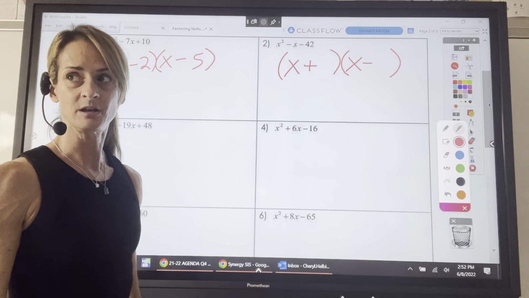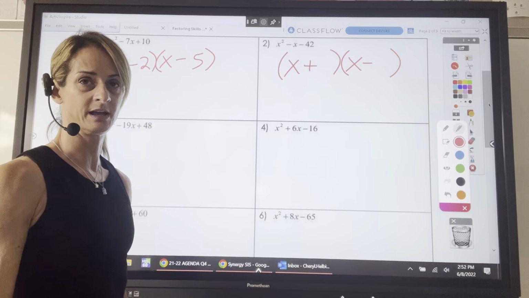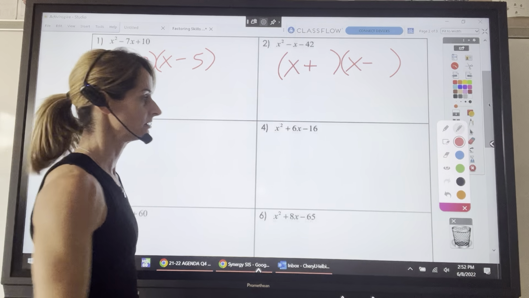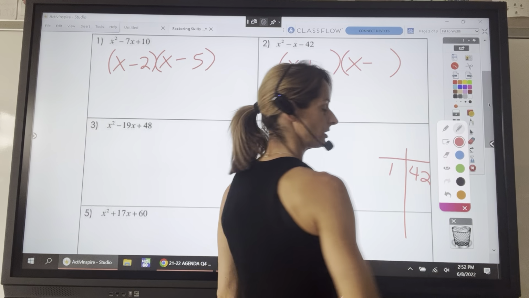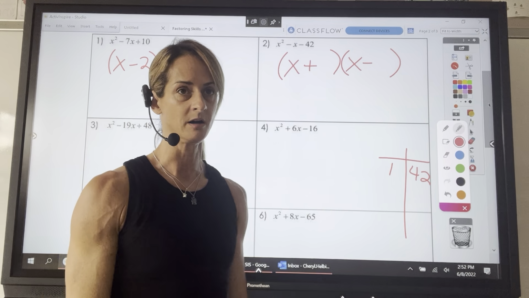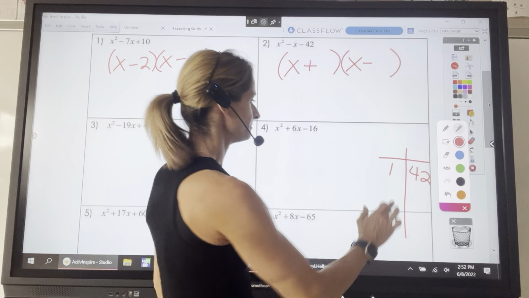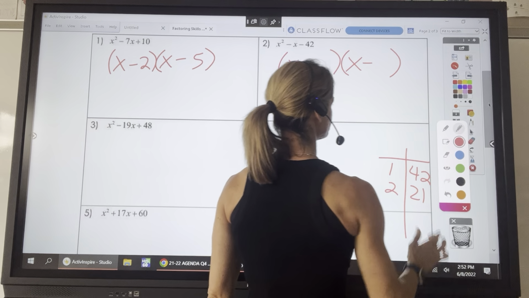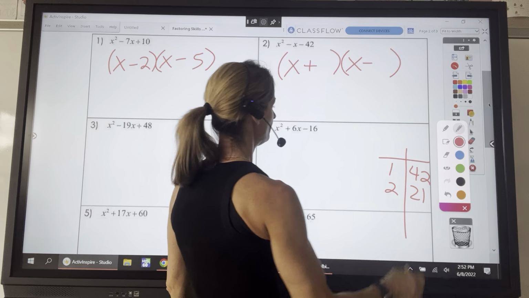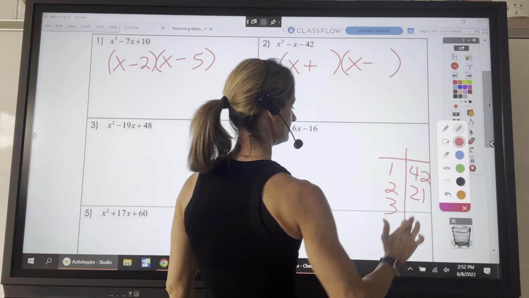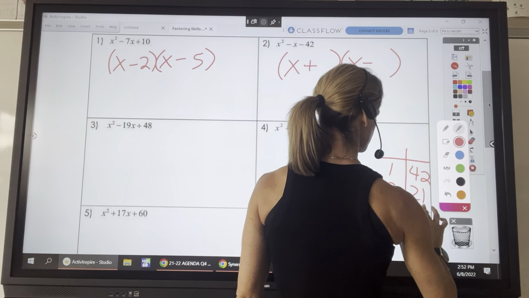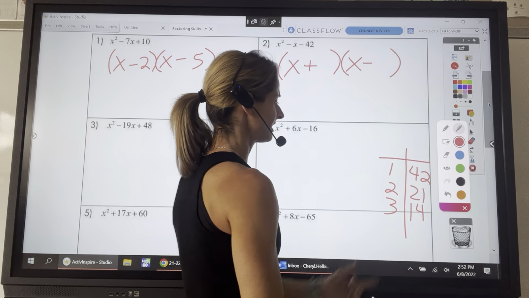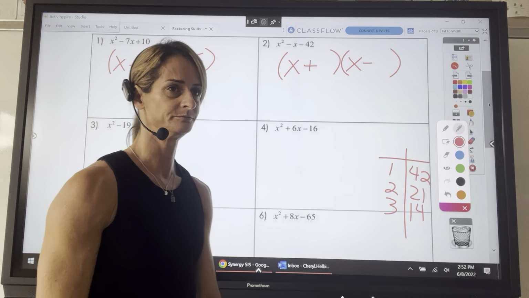but when I add them, I get -1. They have to be pretty close together to get -1 when I add them. They have to be 1 apart. So 1 and 42 is definitely not going to work. No matter which one I make positive or negative, I'm not going to get -1 when I add them. 2 and 21. 3 and 14: 3 goes into 42 14 times. These are still not close enough together.